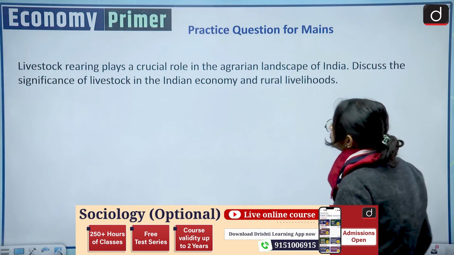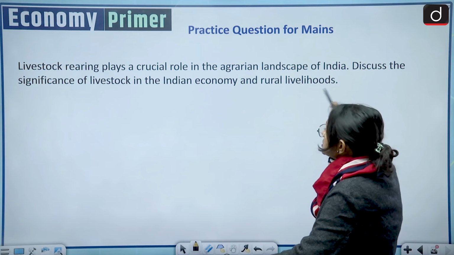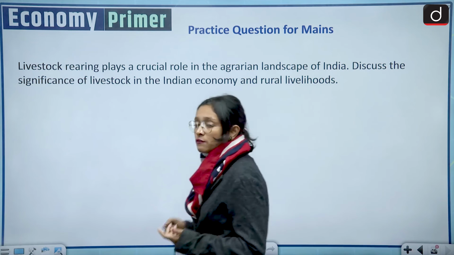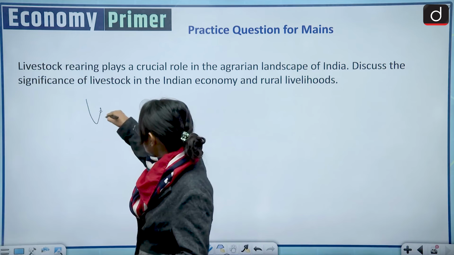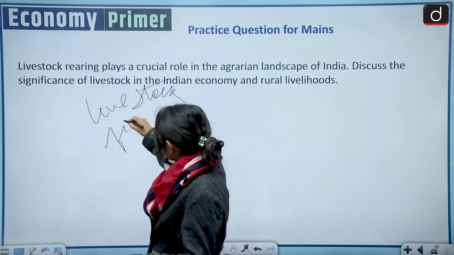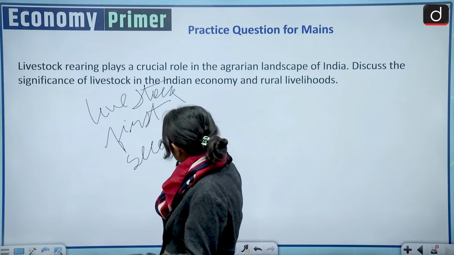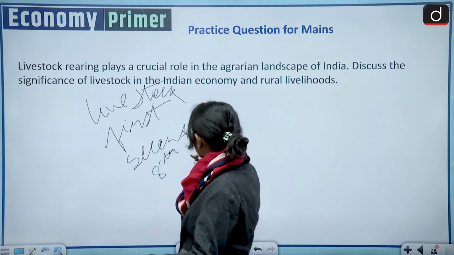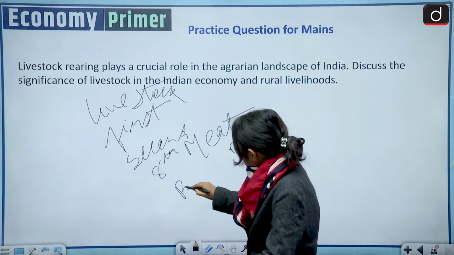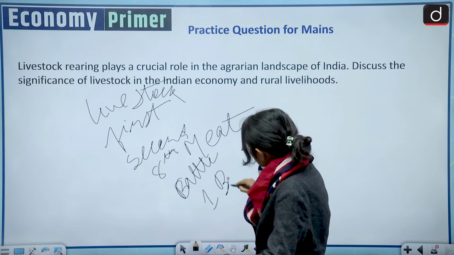Moving to the main slide: livestock rearing plays a crucial role in the agrarian landscape of India. Discuss the significance of livestock in the Indian economy and rural livelihoods. First, you have to give background about the livestock: we are first in milk production, second in fish, eighth in meat, second in cattle, first in buffalo.